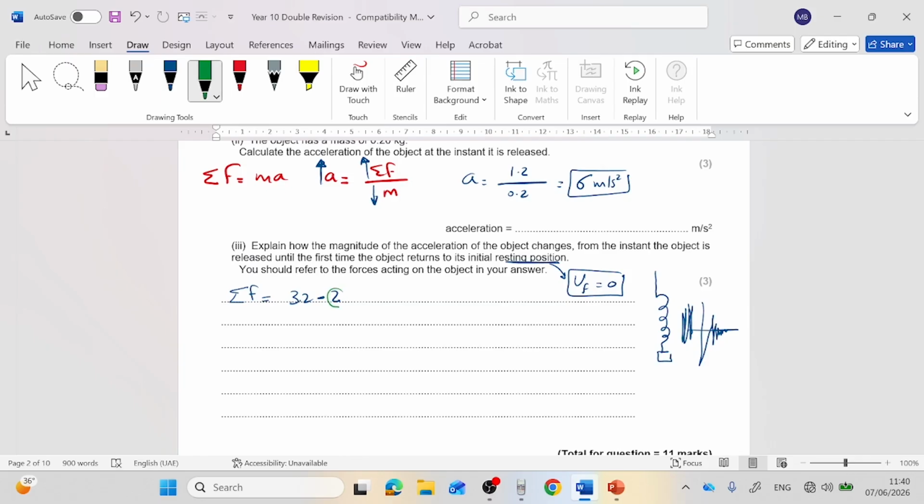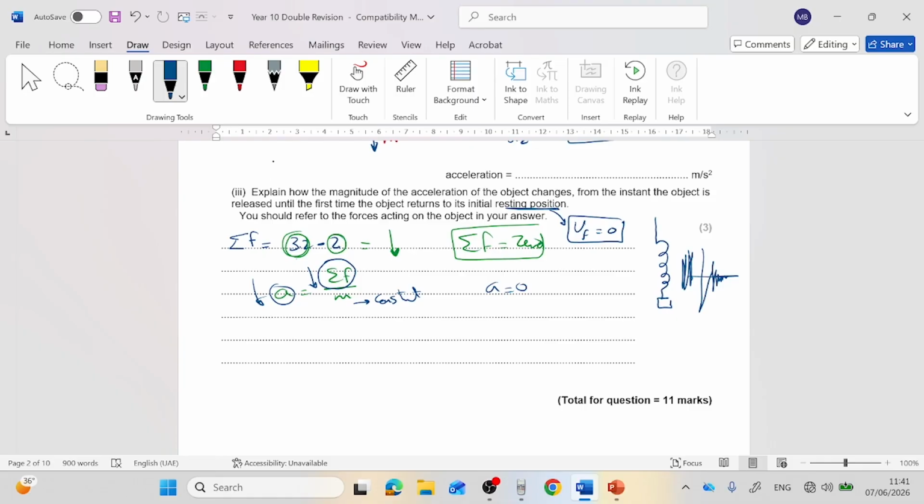We will consider this 2 maybe as the weight of the object, and this was the stretching force. So this means that this force, this difference, keeps decreasing until the sum of all forces becomes 0. And since the acceleration is equal to the sum of all forces divided by mass, and since the mass is constant, this is the same mass, and the net force just decreases, the acceleration decreases until it becomes 0 at the end. Okay?